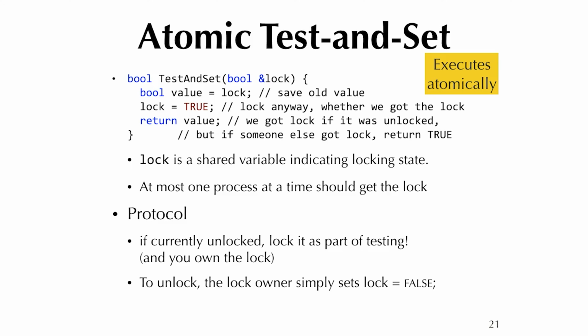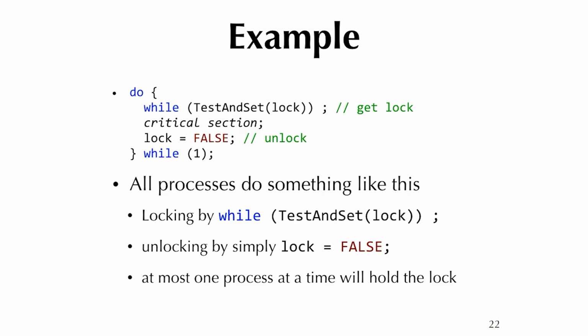And so that's how atomic test and set can be used to implement a lock. You can do something like this: while test and set of lock. While it's spinning, that means the lock is still true, or still locked. When you fall out of that while loop, which means test and set returns false, yes, you got the lock. You go ahead and enter your critical section.